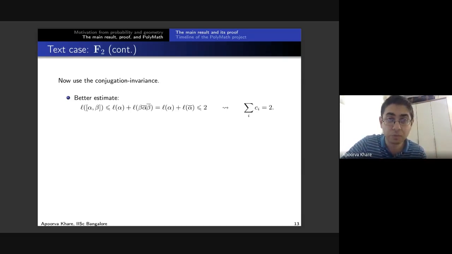That's what I do here. I remove the beta and beta bar. And so I get the length of alpha plus the length of alpha bar. And each of these is less than 2. So I get from 4 to 2. So that is how I come down from 4 to 2.